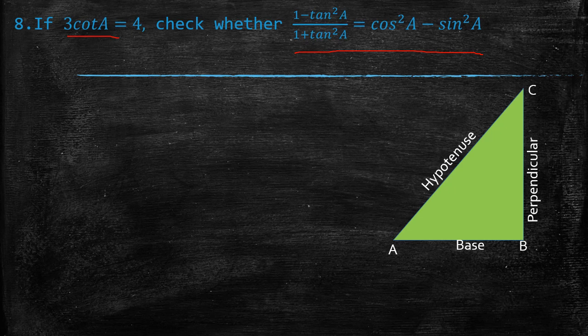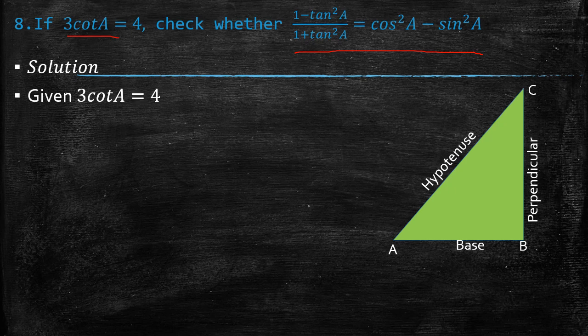So first of all, you will draw a triangle. Hurry up, students. Draw the triangle. This is your right angle triangle ABC, right angled at B. So cot A is given, so the base angle is A. Side adjacent to A is your base AB, and the side opposite to angle A is BC, the perpendicular, and this is your hypotenuse. Alright, students, it's okay now. Now solve this question.